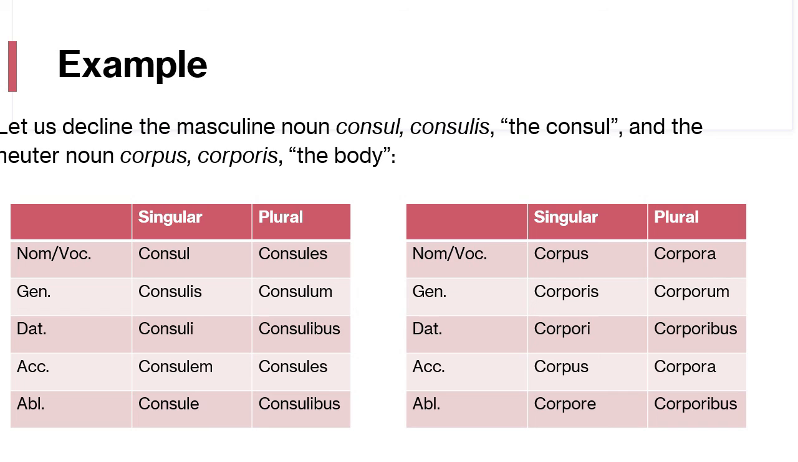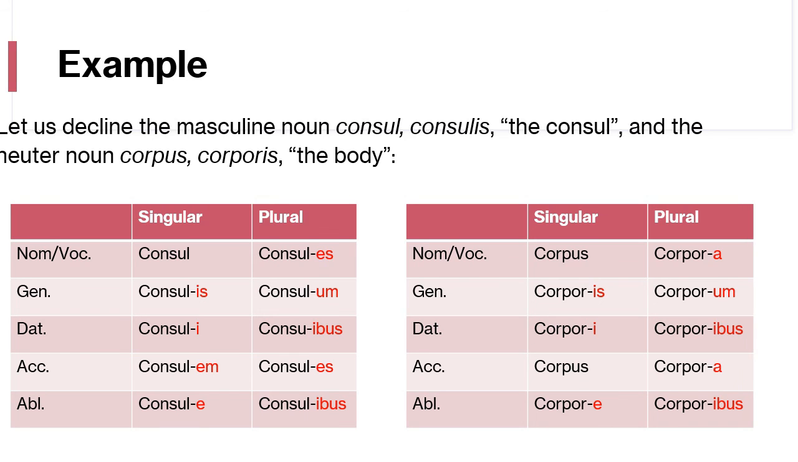I will read the forms of consul. Consul, consulis, consuli, consulem, consule. Consules, consulum, consulibus, consules, consulibus. Let us read the forms of corpus. Corpus, corporis, corpori, corpus, corpore. Corpora, corporum, corporibus, corpora, corporibus. As we can see, we find all the endings that we have explained in the previous slide.